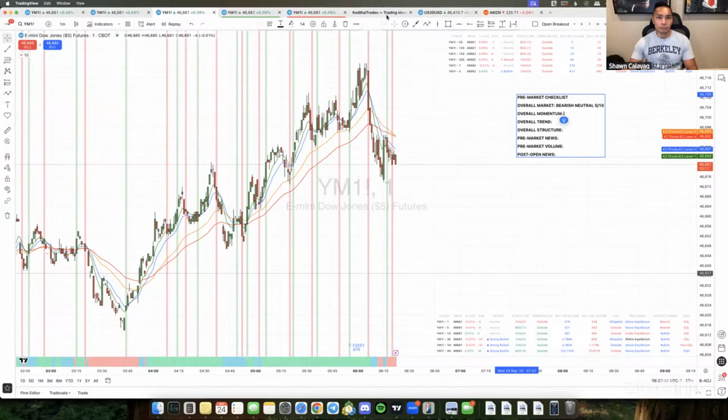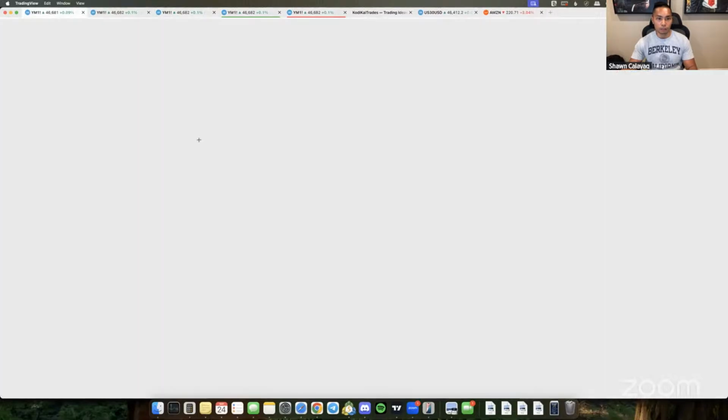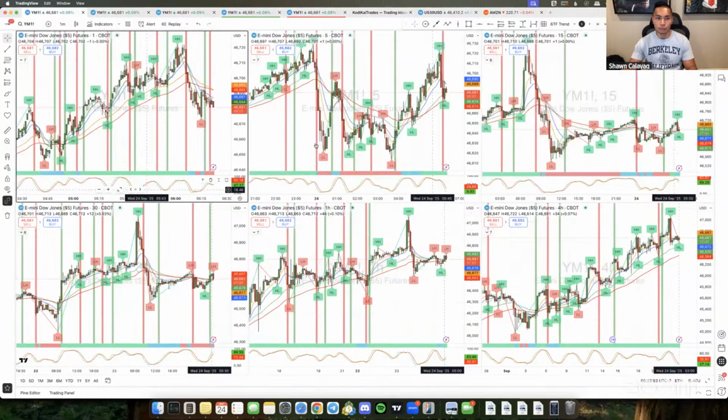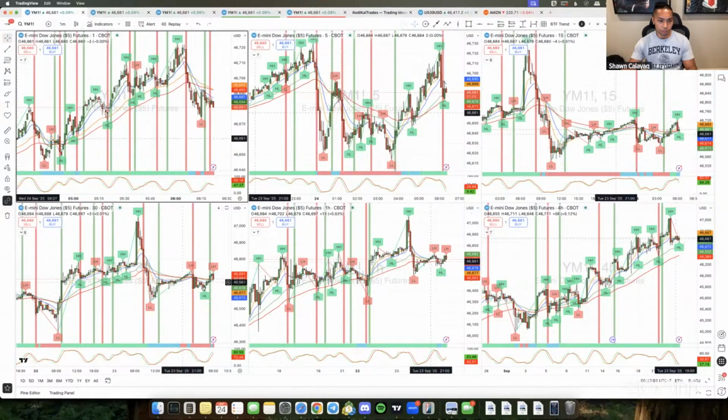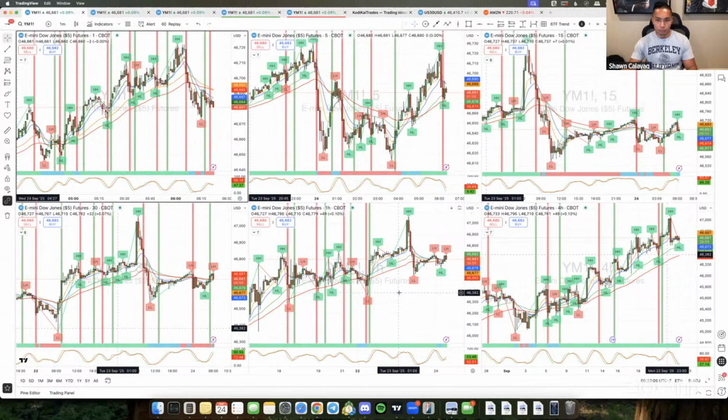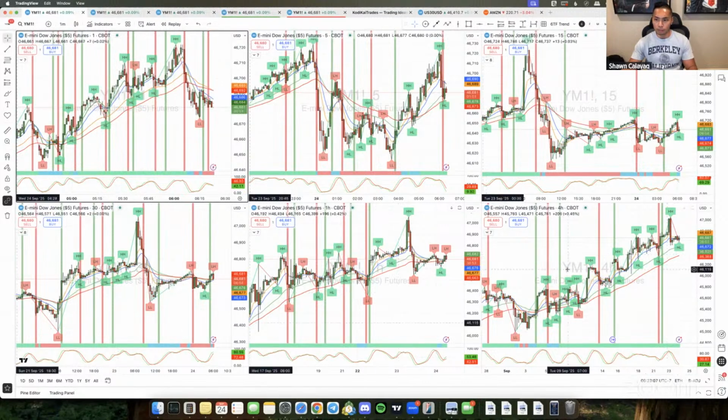Overall momentum, I'll mark that up a little later because we can't really tell until closer to 6:29. Looking over here at the overall trend, it is bearish on the 1 minute, bullish on the 5 minute, neutral on the 15, neutral on the 30, bullish on the 1 hour, and bullish on the 4 hour.